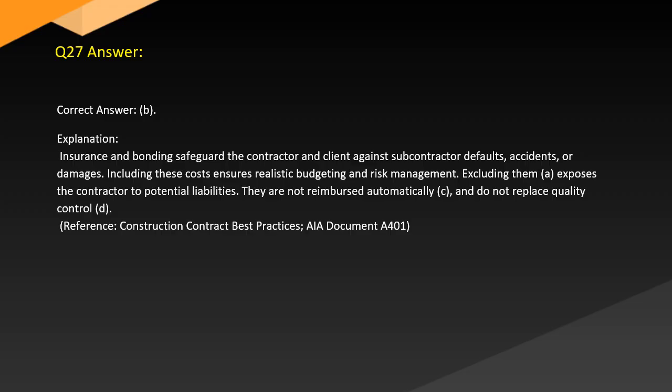Answer. Correct answer: B. Explanation: Insurance and bonding safeguard the contractor and client against subcontractor defaults, accidents, or damages. Including these costs ensures realistic budgeting and risk management. Excluding them may expose the contractor to potential liabilities. They are not reimbursed automatically, C, and do not replace quality control, D. Reference: Construction Contract Best Practices, the AIA documents.